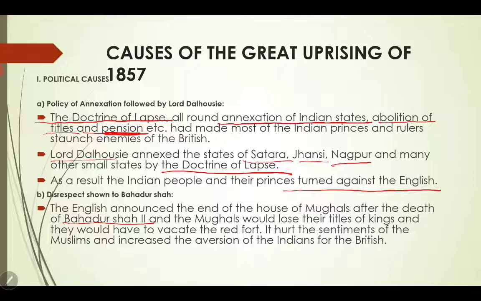And the picture of misery here is that they were killed right in front of the eyes of Bahadur Shah II actually. They were also asked to vacate the Red Fort, and the Muslims became very sentimental, and they fought against the Britishers.